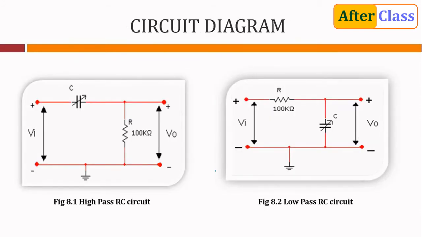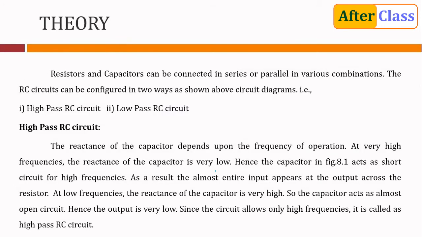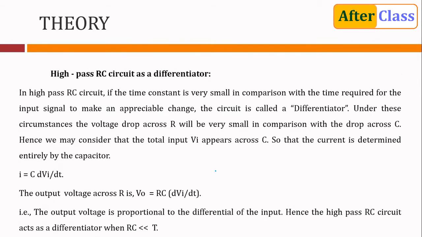So here are the circuit diagrams. One is for the high pass RC circuit, the second one is for the low pass RC circuit. In the case of the high pass RC circuit, the output is taken across the resistor. In the case of the low pass RC circuit, the output is taken across the capacitor. This is the theory. You can pause this slide and go through it. This is the high pass RC circuit acting as a differentiator.